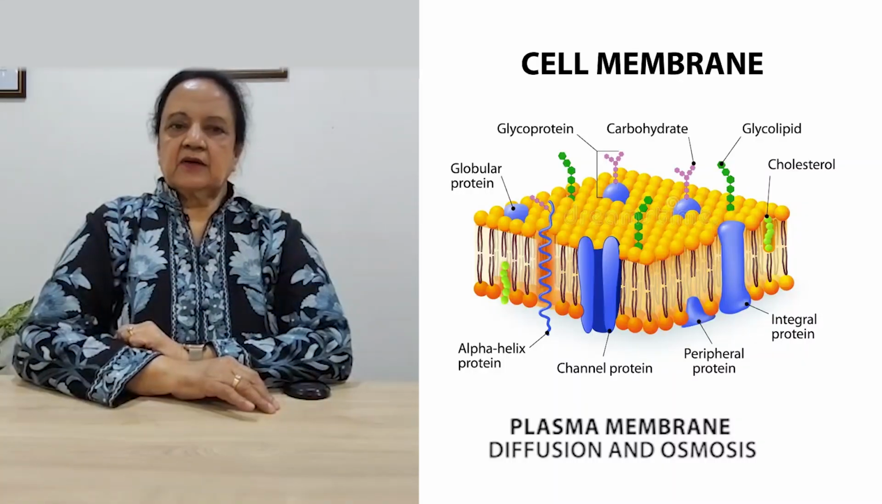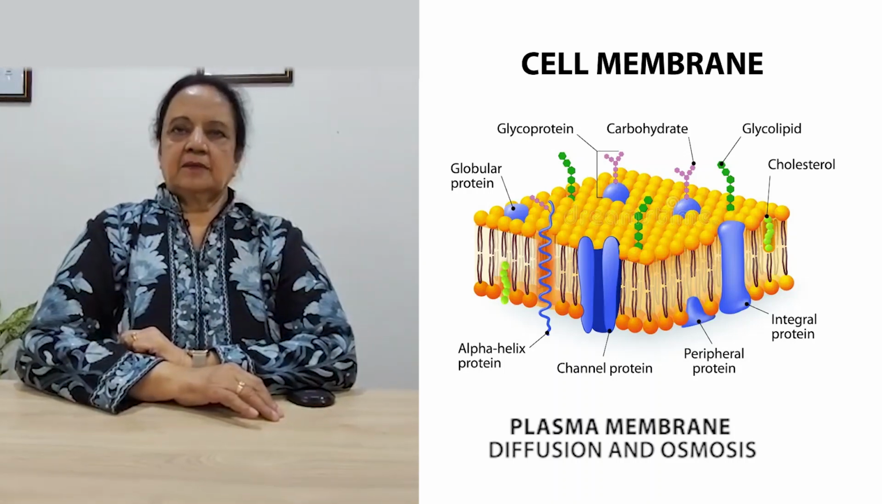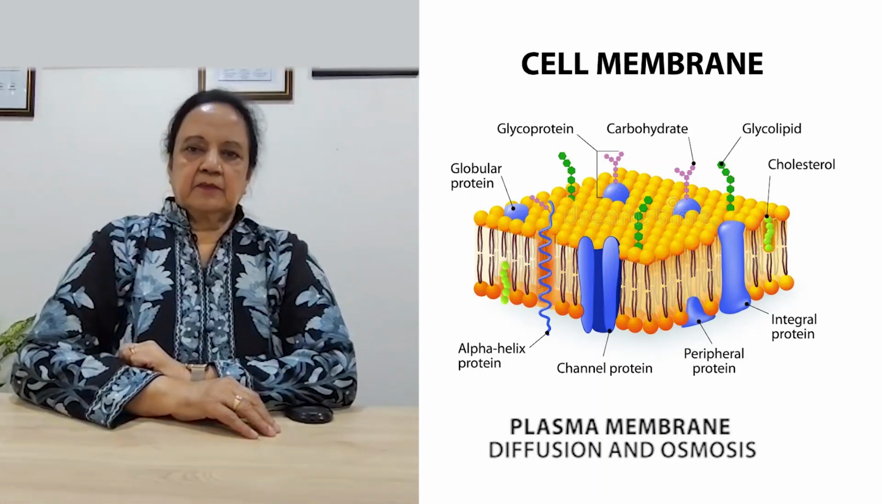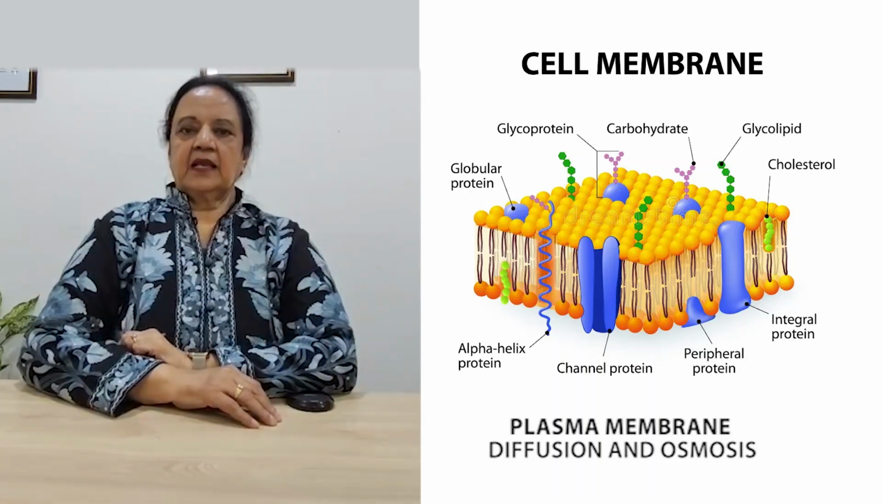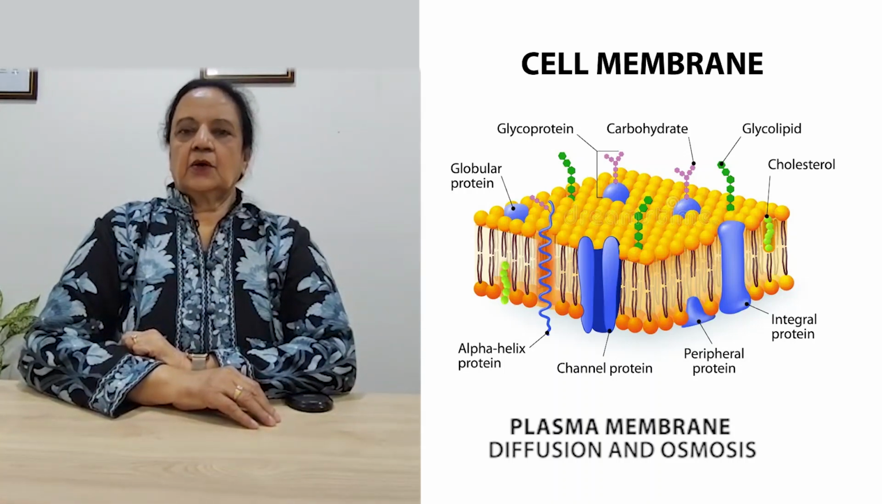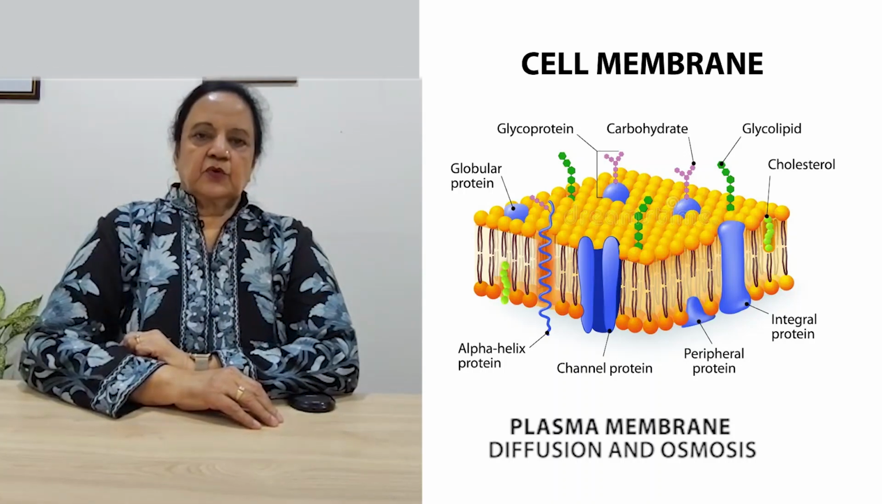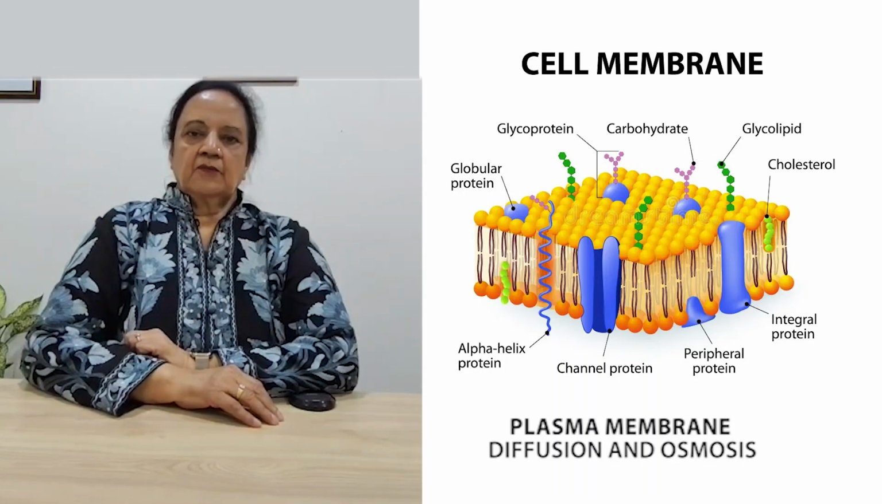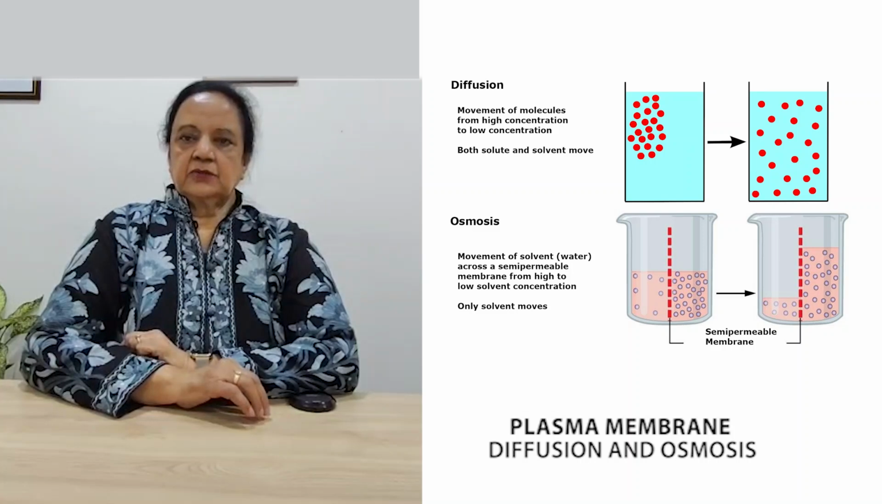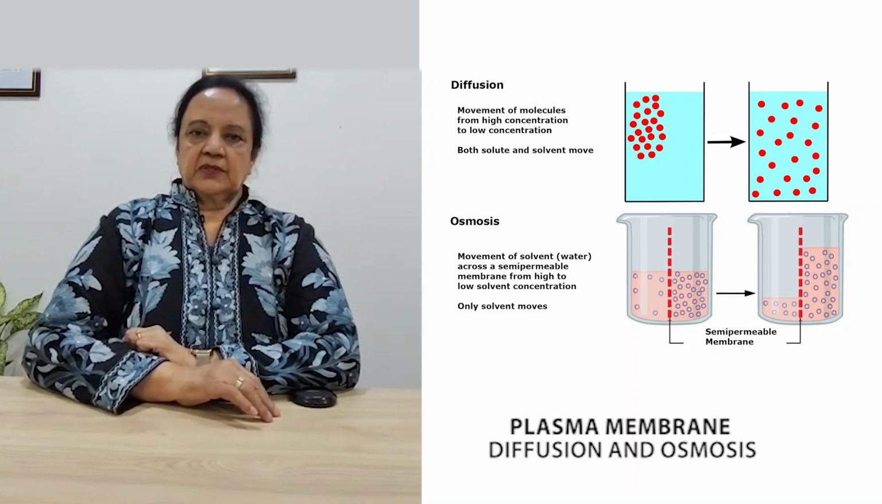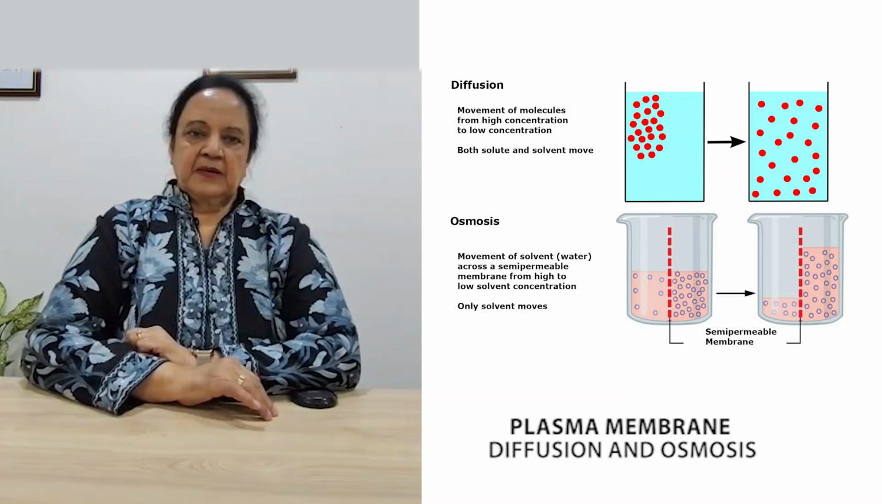The outermost covering of the cell is called the plasma membrane. It is selectively permeable. That means it will allow the entry and exit of particles of certain size only. Diffusion is the movement of substances from higher concentration to lower concentration. Osmosis is the movement of water through a semi-permeable membrane.